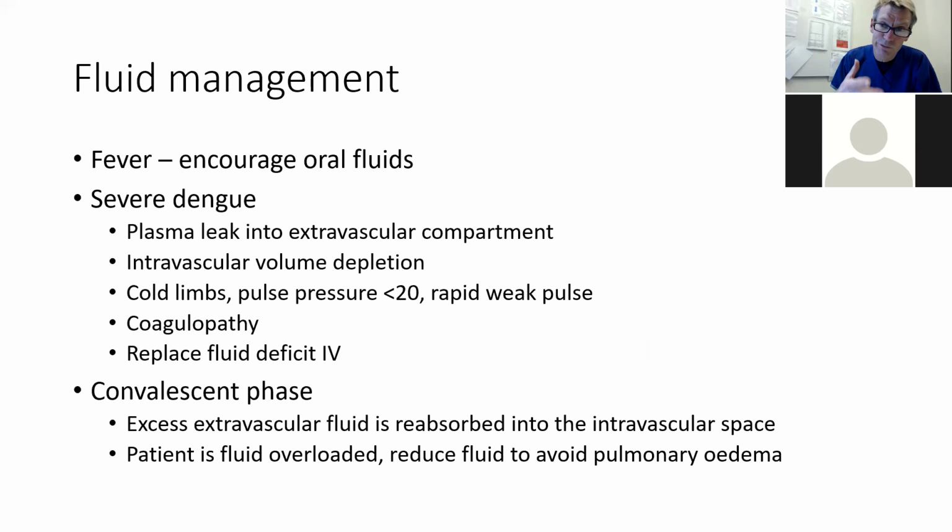In the severe phase, if they've got warning signs, or they've got edema, or they've got any signs of severe dengue, then they'll have plasma leaking out into the extravascular compartment, and they do need some extra fluid, especially if they've got a narrow pulse pressure. And WHO says if the pulse pressure is less than 20, then they should have additional fluid, because they're in shock. If they've got a coagulopathy, then sometimes giving fresh whole blood or plasma is useful.